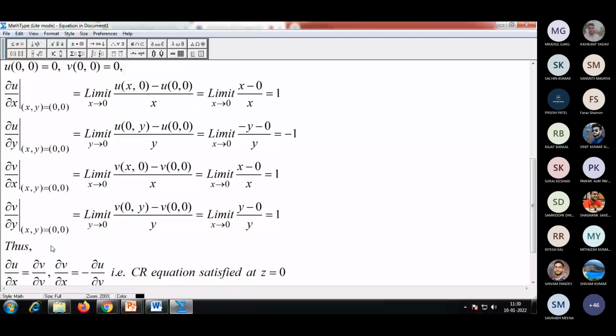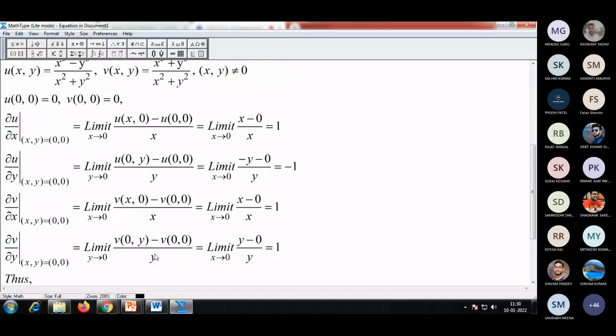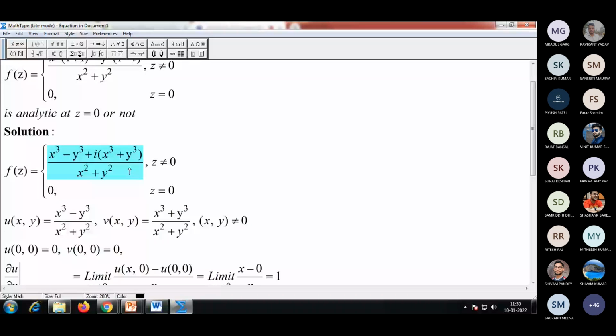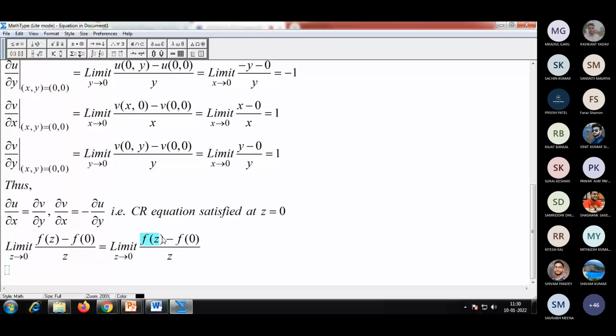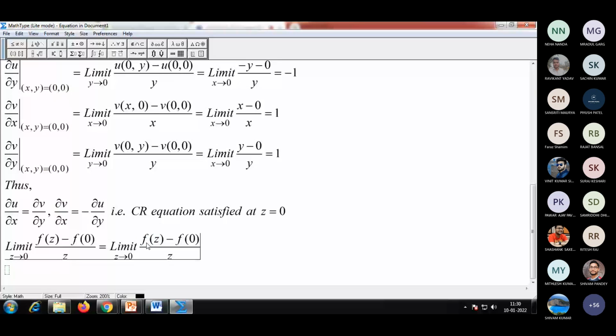Actually, you know very well. We are at the origin, so otherwise the derivative is f(z plus delta z) minus f(z) divided by delta z. So in place of z is 0 and delta z is z. So f(z) minus f(0) divided by z, it means we will use the value of f(z). Then what is the value of f(0)? f(0) is already 0.